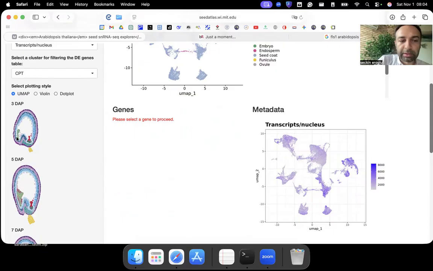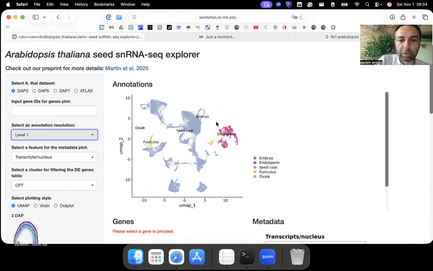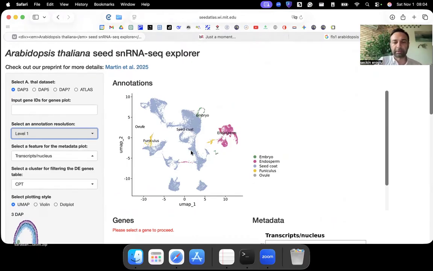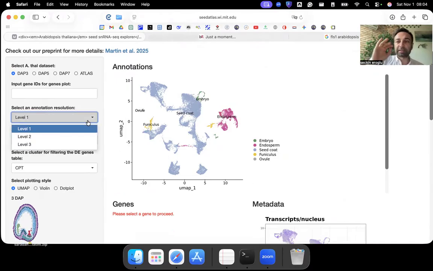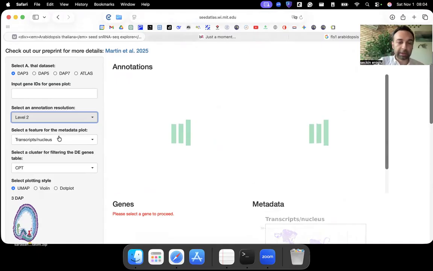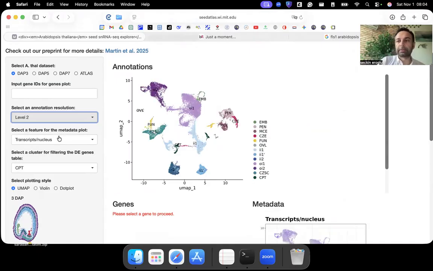And embryo is this part. It's also very small, so no wonder we have very little amount of seeds compared to the seed coat ones that are sequenced. From the same data, if we now do seed cell level 2, what it does is this.